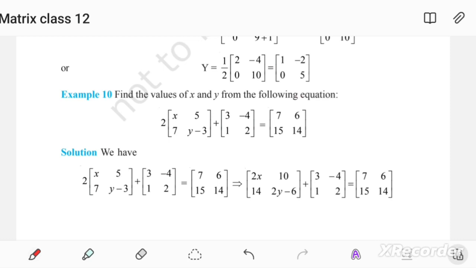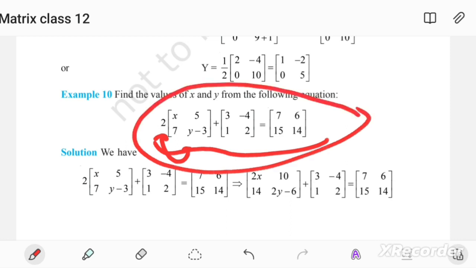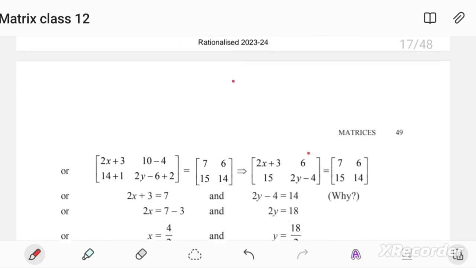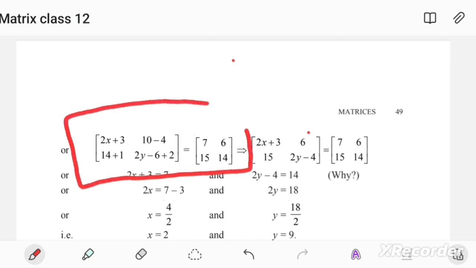What we will do, we will simply simplify it. Nothing else. We will first multiply this scalar with this matrix. This is the very first thing that came in our mind to do after looking at this equation. So just simply multiply 2 with this matrix. After that, add this with this matrix. What do we remain with? We remain with such type of equation, right?